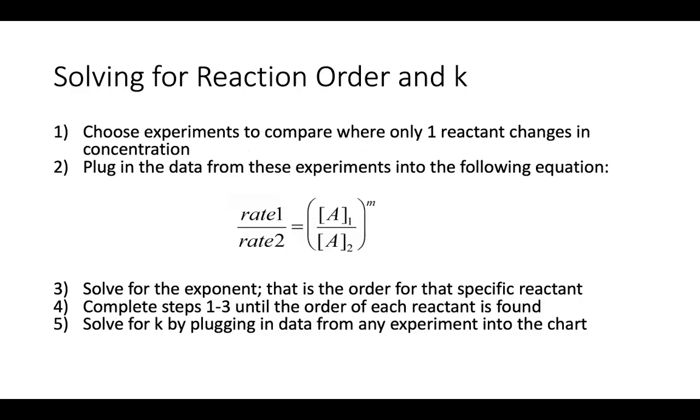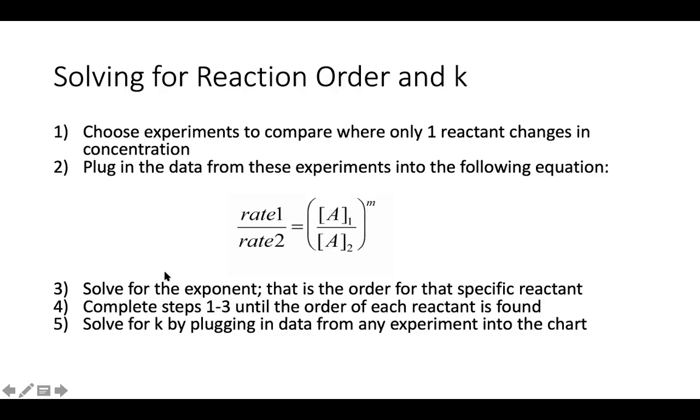So here's one of the edited slides. I just tried to better word how to solve our rate laws and our reaction order based on data. You're going to start by choosing an experiment where only one reactant changes in concentration. You plug that data into this general setup and solve for the exponent. That exponent is the order of that particular reactant.